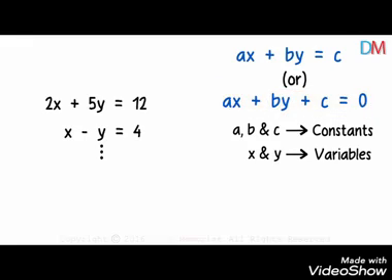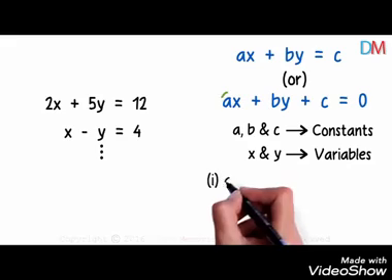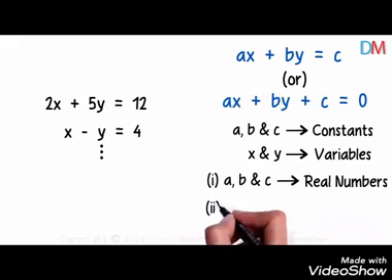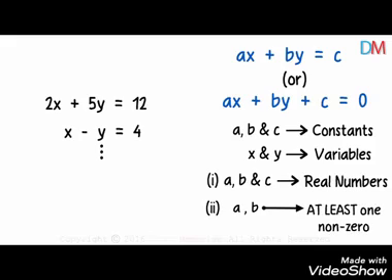Hold on. Are there any conditions here? Yes. First, the constants a, b and c have to be real numbers. And the second condition is interesting and I want you to listen to it carefully. Both a and b cannot be 0 together. Yes, it means at least one has to be non-zero.